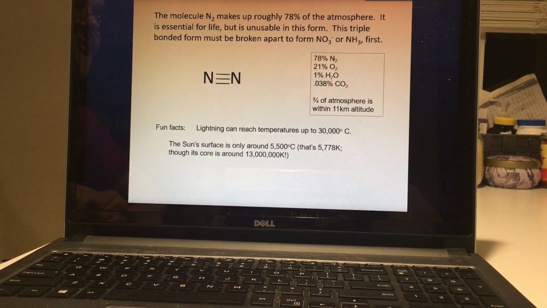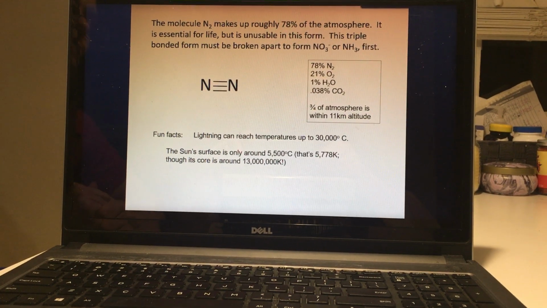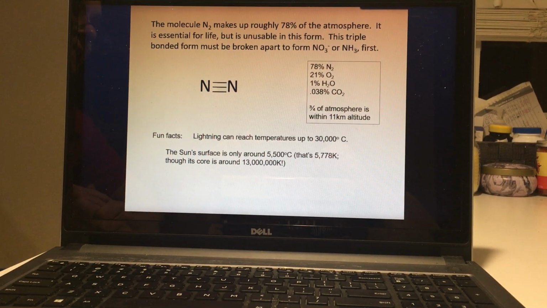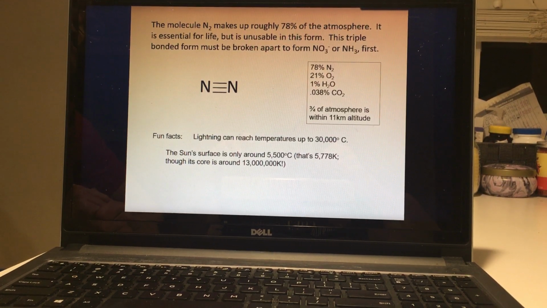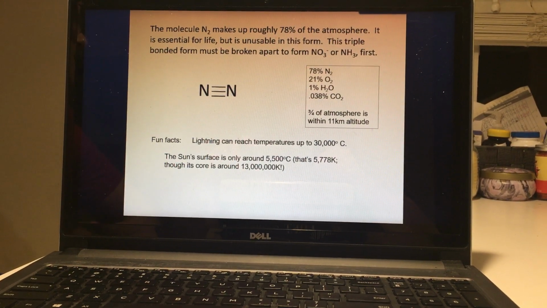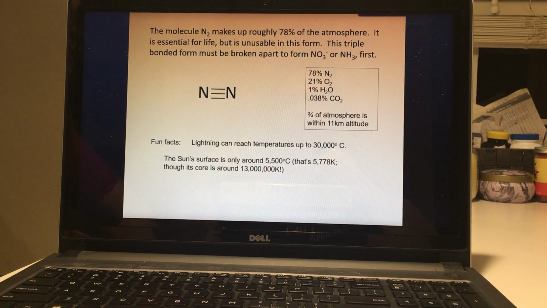First of all, 78% of the atmosphere is nitrogen, and it is one of the 7 diatomic elements. Like oxygen always travels in pairs, nitrogen does as well. The difference is that nitrogen is actually triple bonded, which makes it very, very hard to break that bond and break nitrogen gas down and put it into other compounds. So it's very unusual for an organism to be able to do that.